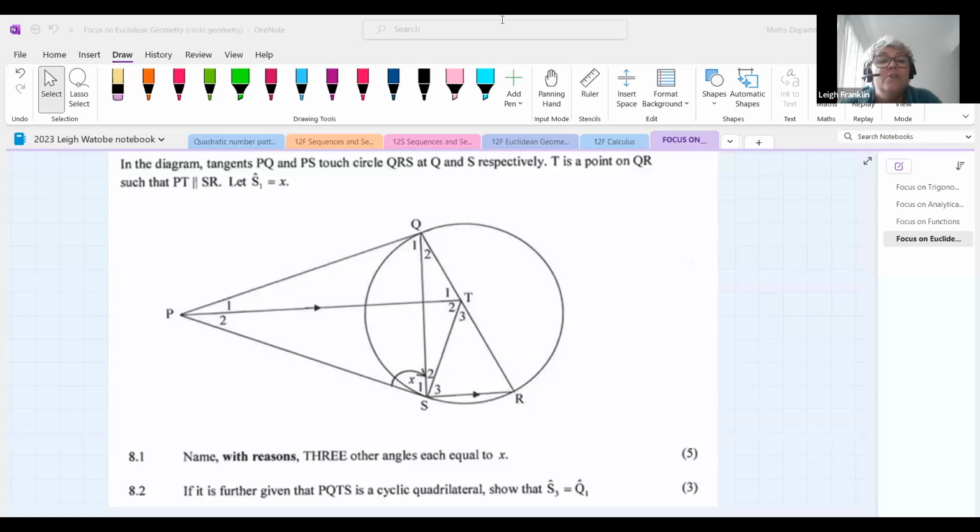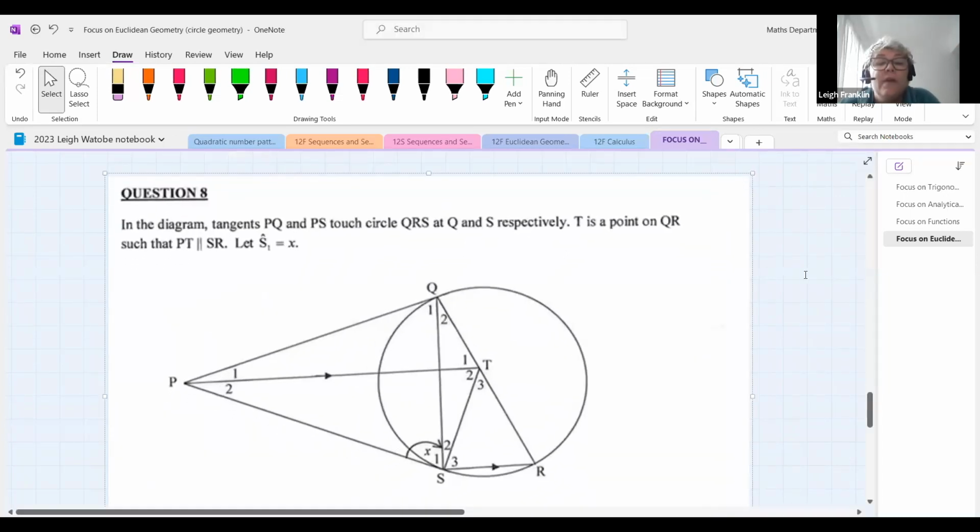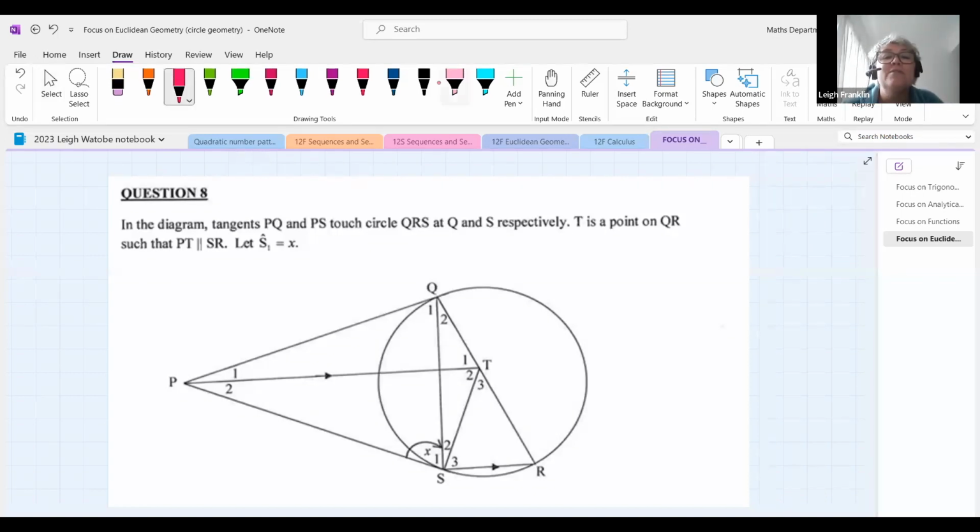Okay, cool. So again, reading the information that comes with the diagram, look here now, guys. Now we've got 2 tangents. In the diagram, tangents PQ and PS touch the circle QRS at Q and S respectively. So now we have 2 tangents. What do we think about straight away when we've got 2 tangents? A question like this was in the June exam.